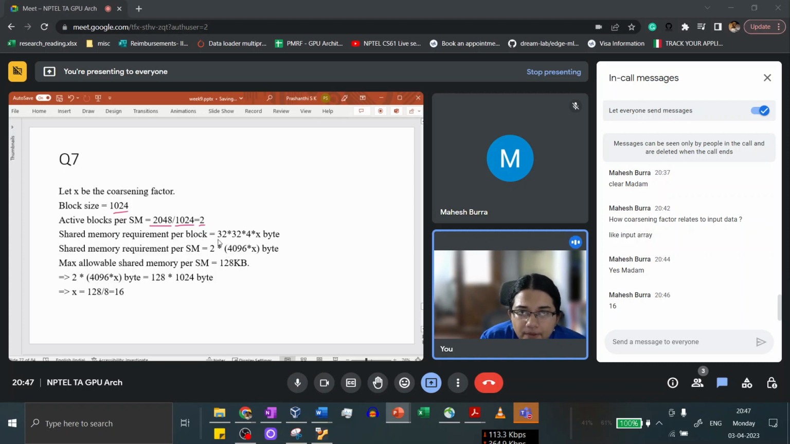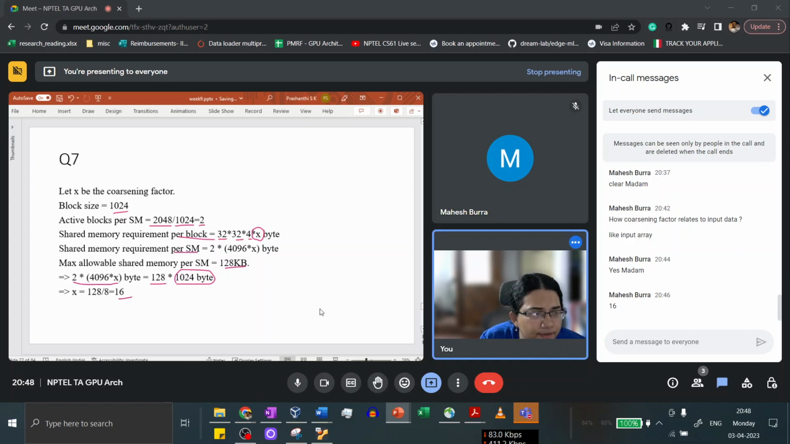Shared memory requirement per block, 32 cross 32 cross 4 into x. This is the difference with thread and block level, right? Your shared memory requirement has a linear increase with x. And this is per block, so per SM you just multiply by the number of blocks, which is 2. So you get 2 into 32 into 32 is 1024 into 4, 4096x, and your hardware limit is 128 KB. So 2 into 4096 into x equal to 128 into 1024, basically kilobyte to byte, and solving for x we get x equal to 16. So I think this is clear because you've gotten the correct answer.